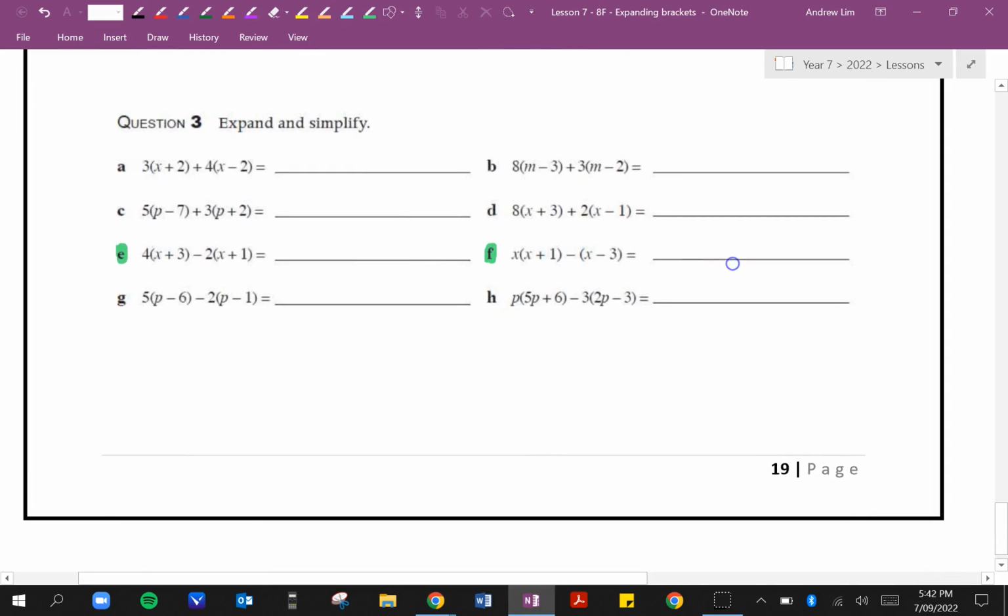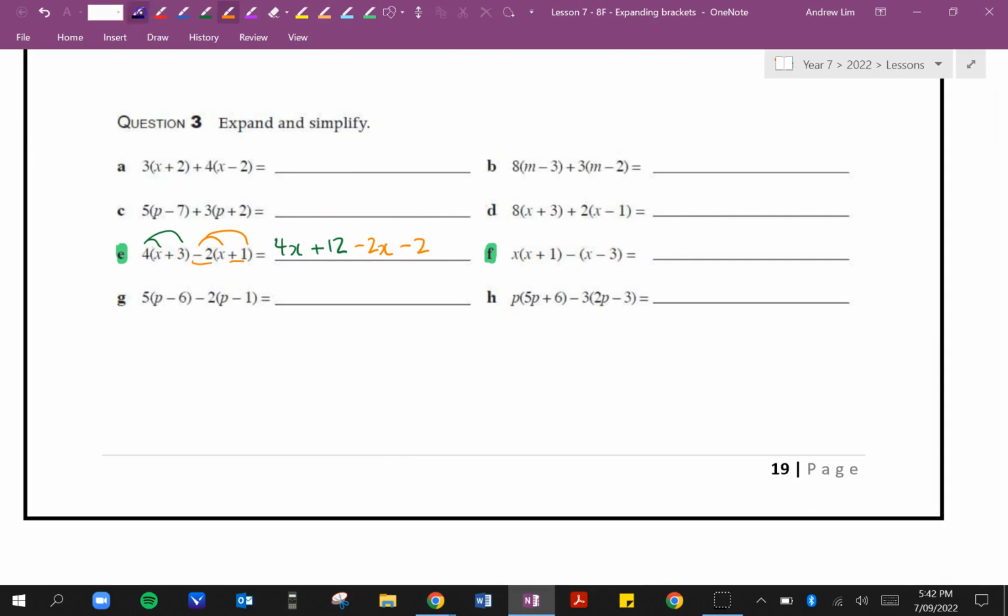Alright, question 3. Expand and simplify. 4 lots of x plus 3 minus 2 lots of x plus 1. So, let's expand this. 4 times x is 4x. 4 times 3 is positive 12. Then we've got minus 2 times x, which is minus 2x. And minus 2 times positive 1, which is negative 2.